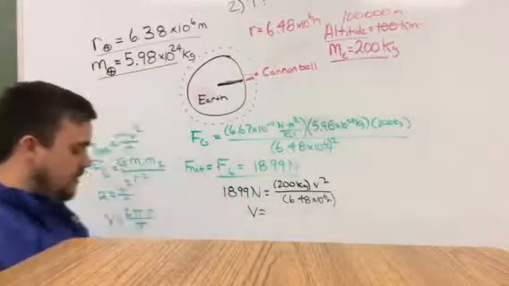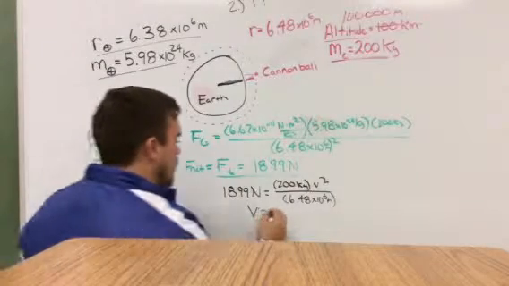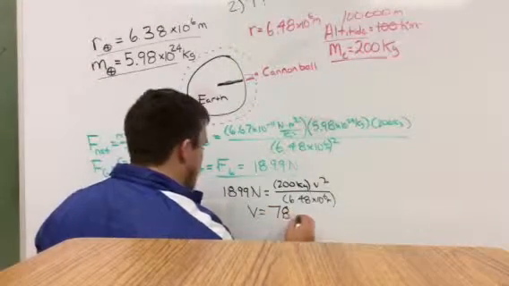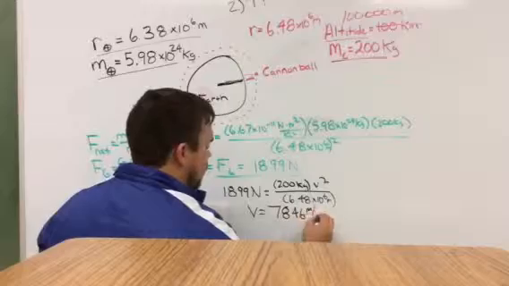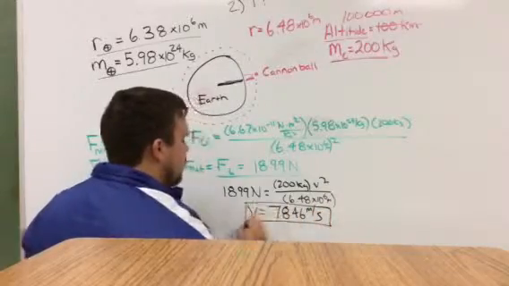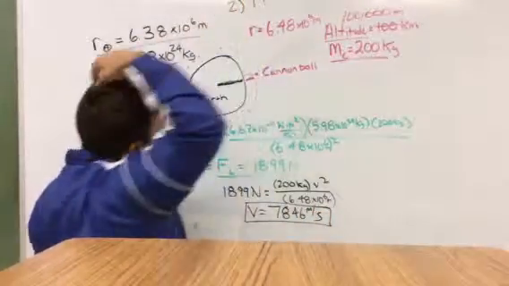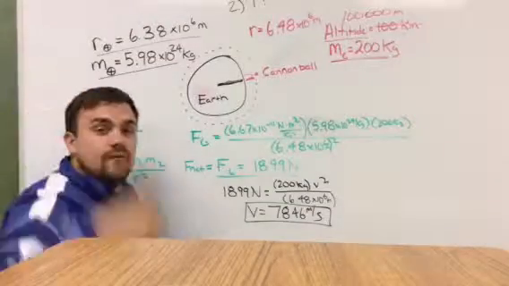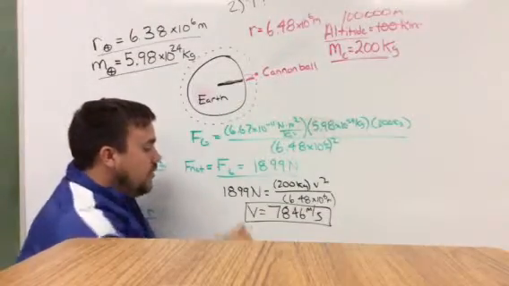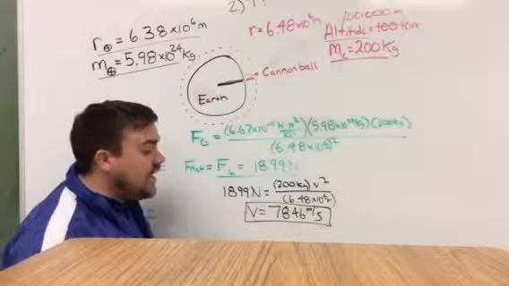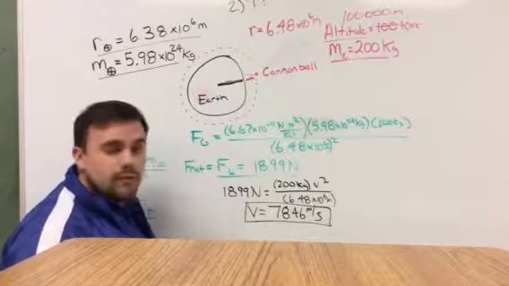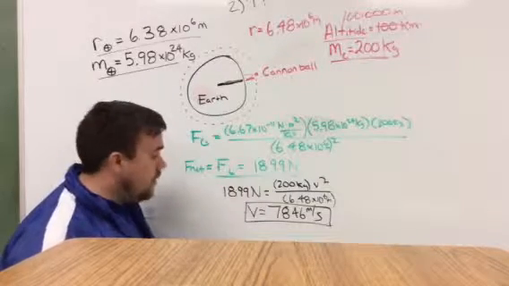When I do that, the velocity comes out to be 7,846 meters per second. And so that is the answer to my question up here. At what velocity would he need to launch that cannonball? Well, he would need to launch it at 7,846 meters per second. That is a very fast cannonball.